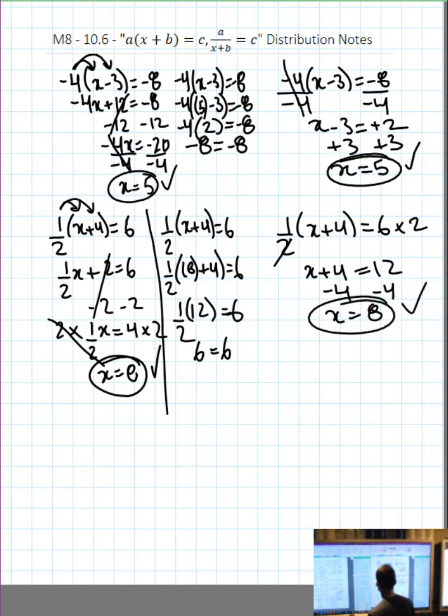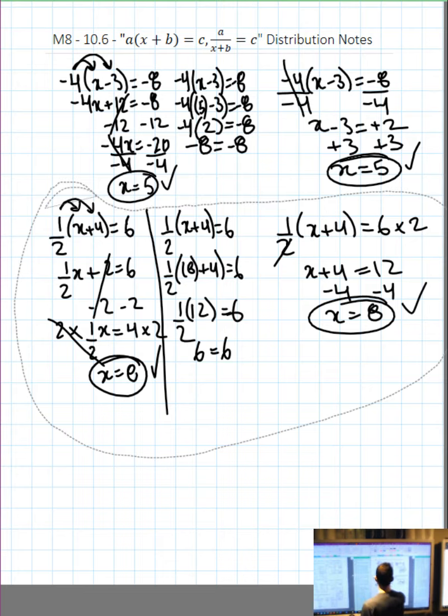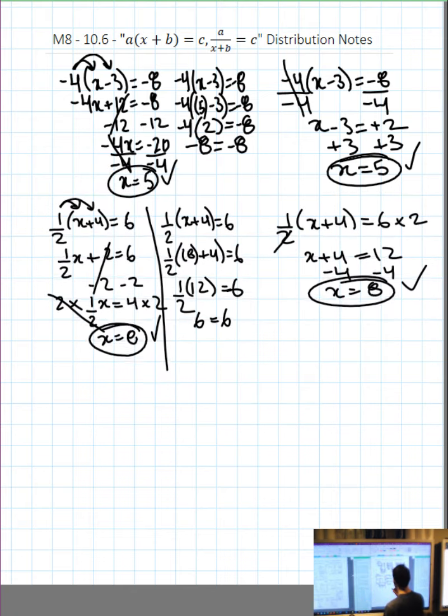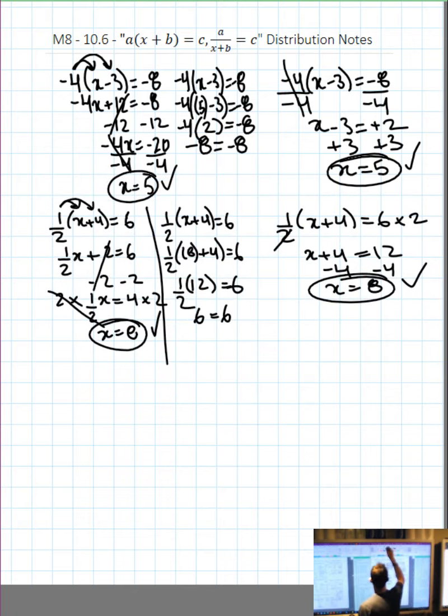Short forms. Do the short forms if you like, or don't. But choose one and decide to go with it, and occasionally try the other one. Excuse me, shrinking up my work a little bit. Hopefully you're writing smaller than I am.